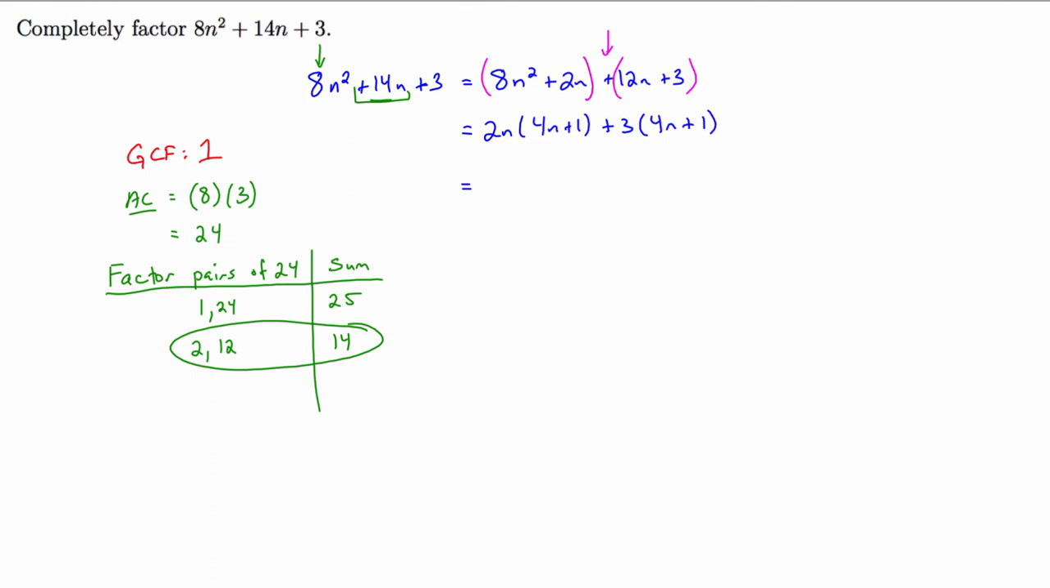We know we're on the right track if each group individually had its own common factor, and then between the two groups, there again is a common factor, in this case, 4n plus 1. So if we factor 4n plus 1 off of each of those two terms, we will be left with 2n plus 3. So our factored version of 8n squared plus 14n plus 3 is the quantity 4n plus 1 times the quantity 2n plus 3.